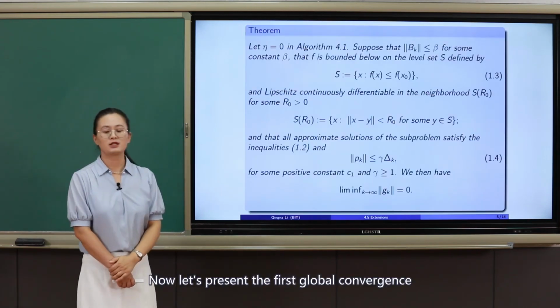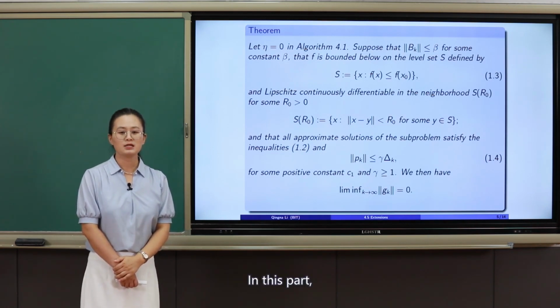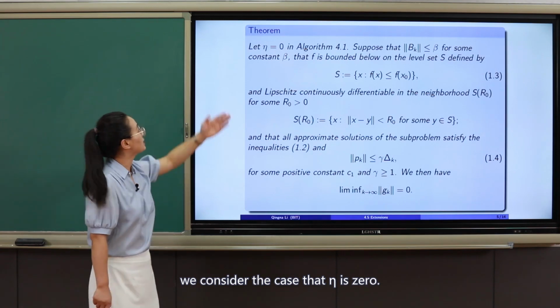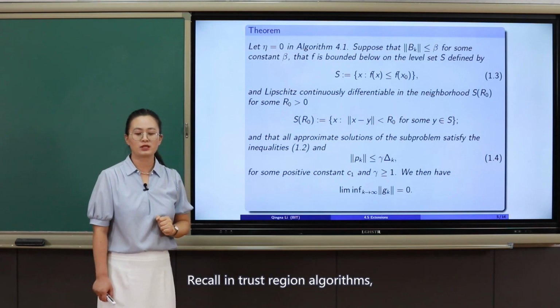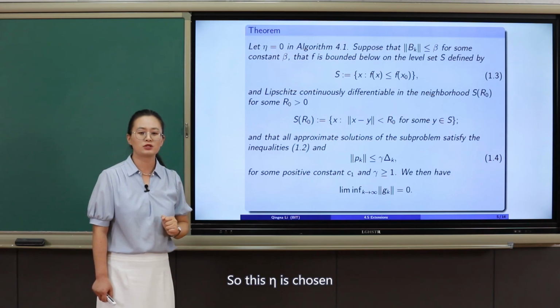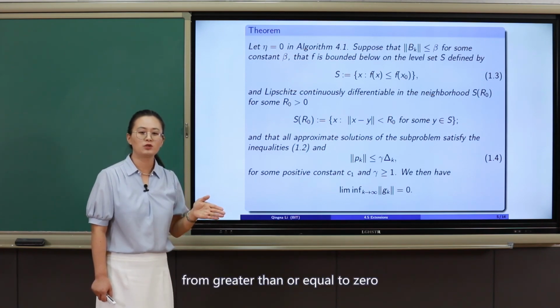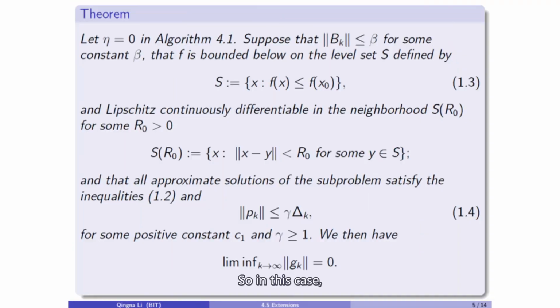Now, let's present the first global convergence theorem for the trust region method. In this part, we consider the case that eta is 0. Recall, in trust region algorithms, we have a parameter eta. This eta is chosen from greater than or equal to 0 up to 1/4. In this case, we only consider that eta is 0, and we have the following result. The result is at the bottom of this theorem.